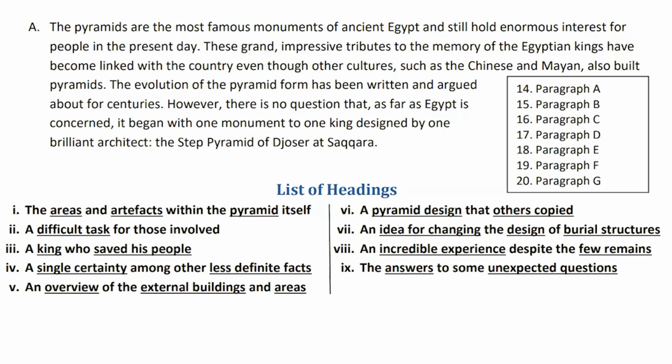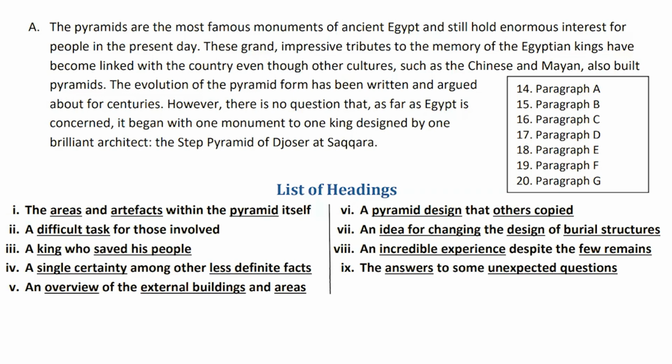Even earlier, I have mentioned that in list of headings, the most important thing to do is to mark the keywords properly. Because when you are reading the passage, you should have some idea of what you have marked. So the first heading is areas we have marked, artifacts and pyramid. So artifacts means things. Basically, we have understood that areas and artifacts within the pyramid. If we get something of this, then one will be the answer.